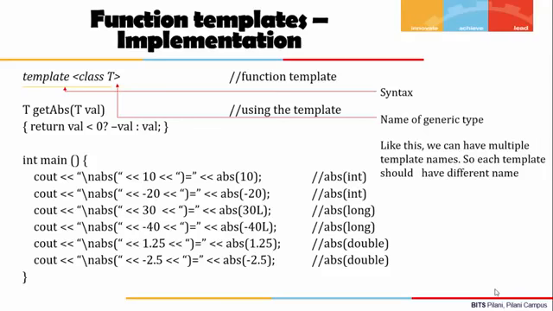Similarly, the expression abs of long causes the compiler to generate a version of abs that operates on type long, while the abs of double call generates a function that works on type double. Of course, the compiler is smart enough to generate only one version for each data type. Even though there are two calls to the int version of the function, the code for this version appears only once in the executable code.